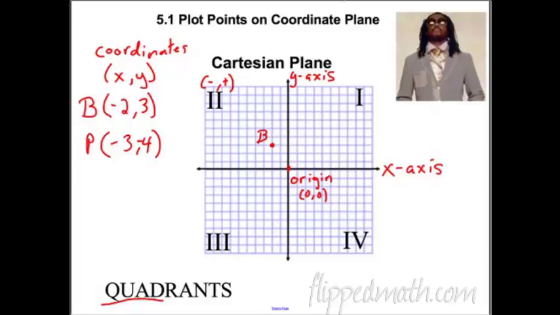So if I do something that's -3, -4, if I go negative, 1, 2, 3, 1, 2, 3, 4 in the negative direction, I'm down here. What quadrant does P fall in? It falls in the 3rd quadrant. So if you have a double negative, you're going to be in the 3rd quadrant. B fell in what quadrant? Sure, it's in the 2nd quadrant.